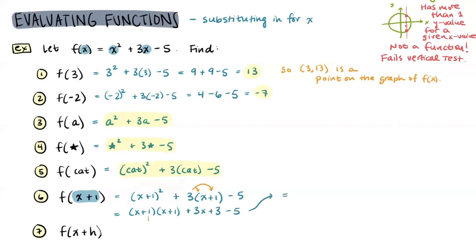All right, let's FOIL out this product here, x plus 1 times x plus 1. That'll give us, first is x squared. Outer and inner are each 1x, so that'll be plus 2x. And then last is plus 1. Then we still have plus 3x plus 3 minus 5. Now we can combine some like terms. We've got only 1x squared, so that'll stay by itself. We've got 2x plus 3x, so that's plus 5x. Then we have constants: plus 1, plus 3, so that's plus 4, and then minus 5, so that's minus 1. And here we go. Here is the plugged in, or evaluated, f of x plus 1 for the function.